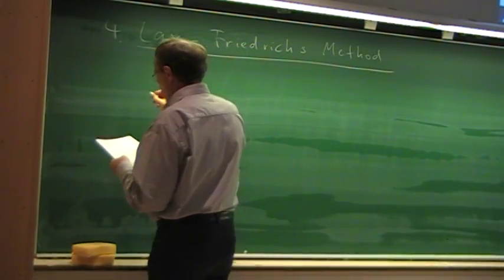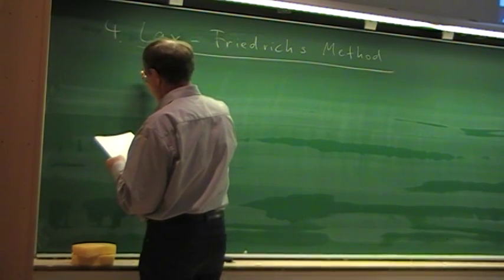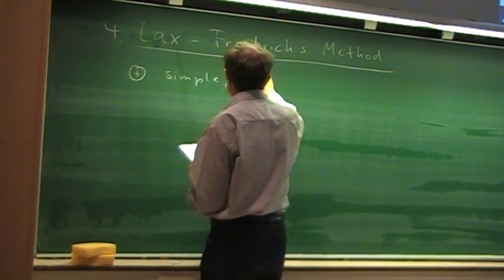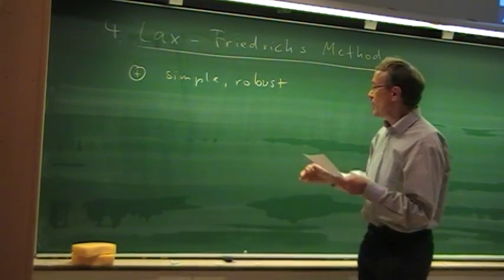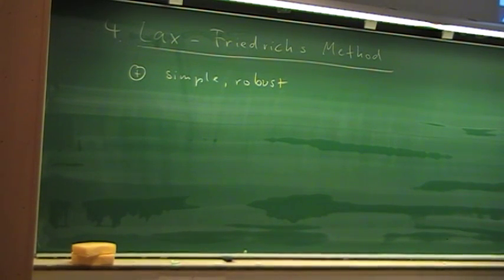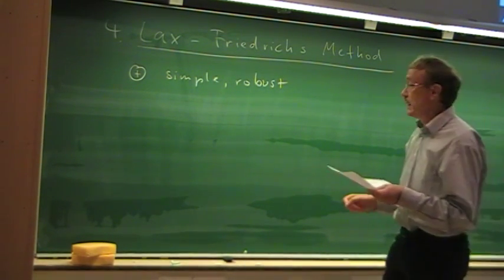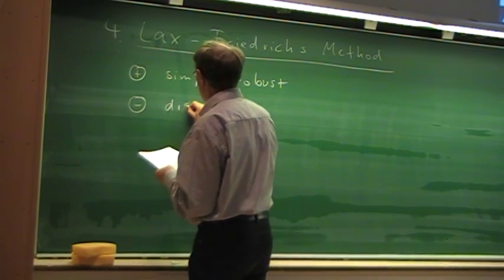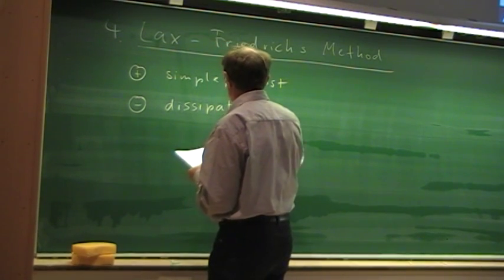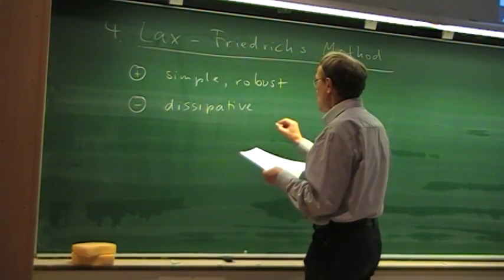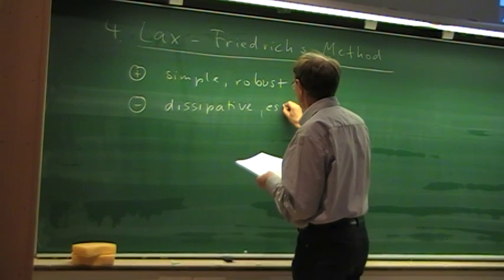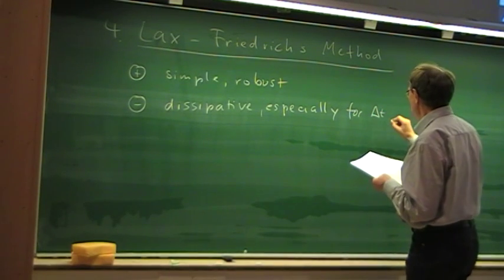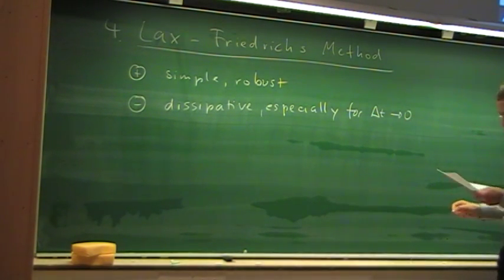So that is simple and robust. So you don't have to change anything if you get results. But the results might sometimes be almost useless, because they are very dissipative. And especially for delta t to 0.